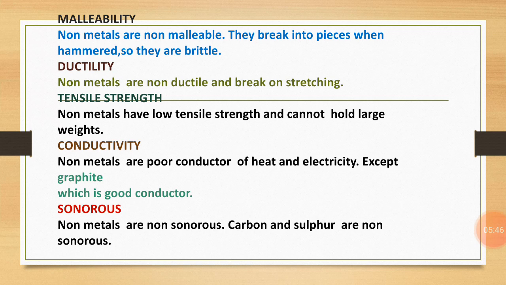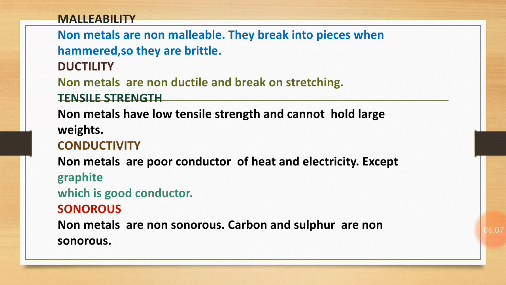I have told you the examples of some metals like gold, silver, copper, iron. These are examples of highly ductile metals, but this property is not possessed by the non-metals. So the non-metals are non-ductile and they break on stretching. When you stretch them, they break down. So we can say that the non-metals are non-ductile.